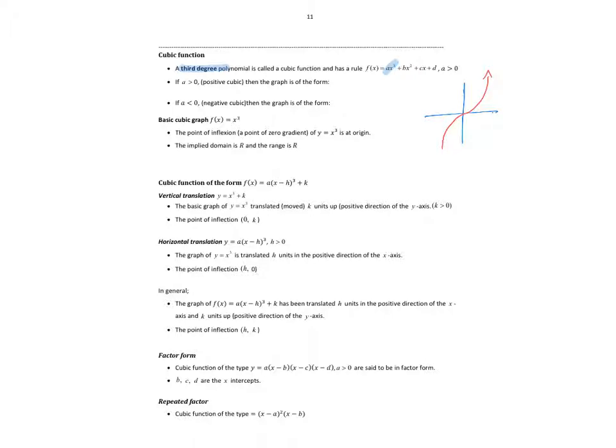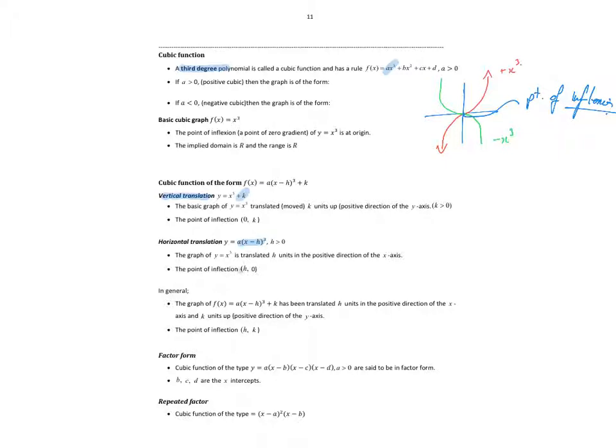Looks a little bit like that. That's positive x cubed. Negative x cubed is opposite direction. And don't forget that that point in there, that's my point of inflection. Okay, so vertical translation plus k, horizontal translation, it's minus h inside.